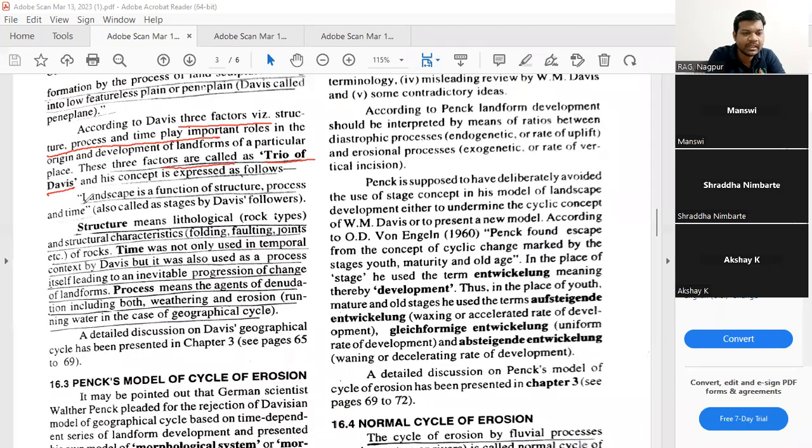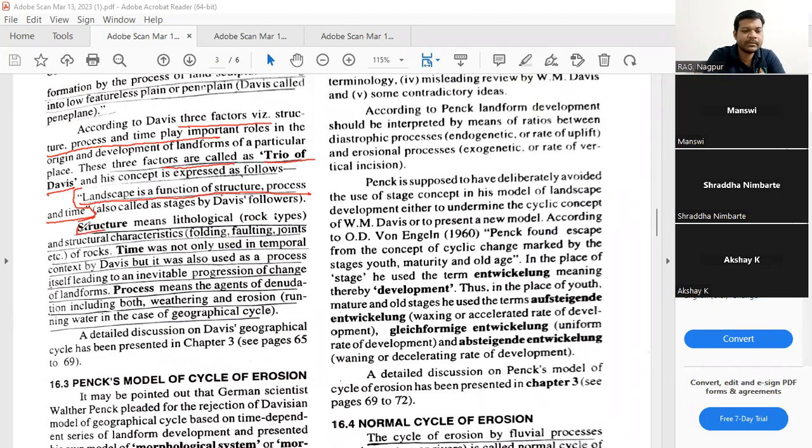Landscape is a function of structure, process, and time. Remember this line. This can be a potential question for you. Landscape is a function of blank, or landscape is a function of structure, process, and blank. This kind of question can be asked.